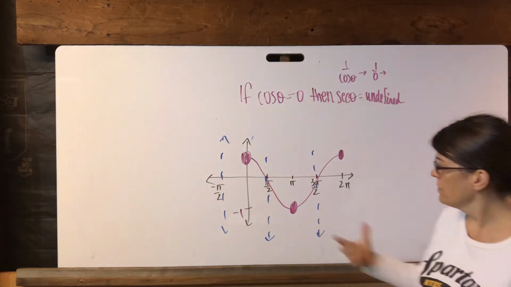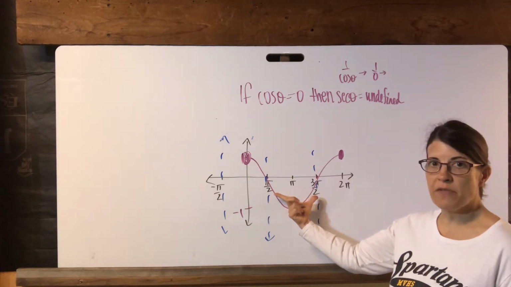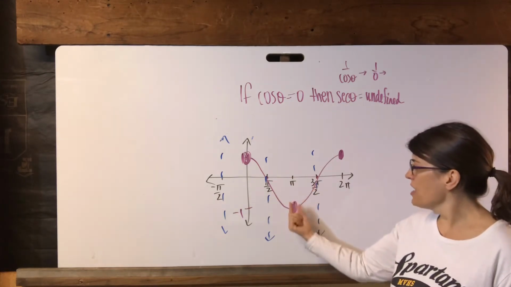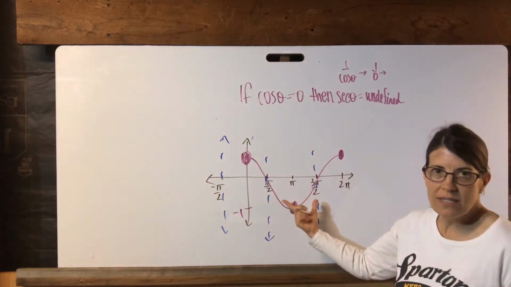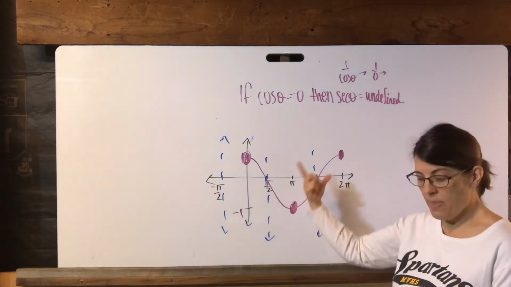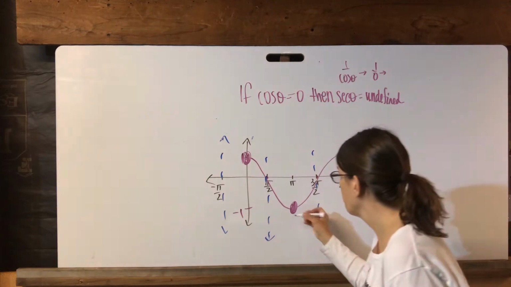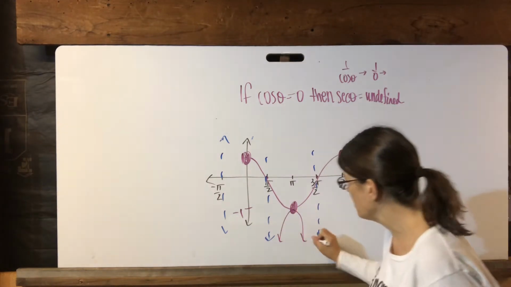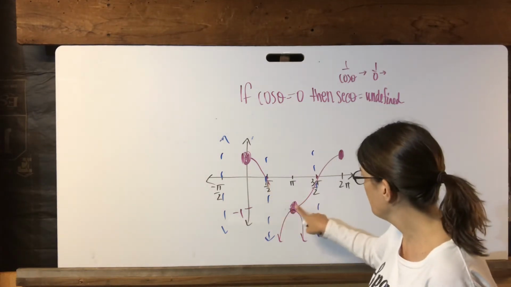Between pi over 2 and 3 pi over 2, the cosine curve kind of looks like a parabola. It's parabesque. So it looks parabola-ish, right side up. So the secant is upside down. I just flipped it over. For a reciprocal, flip it over. There we go.